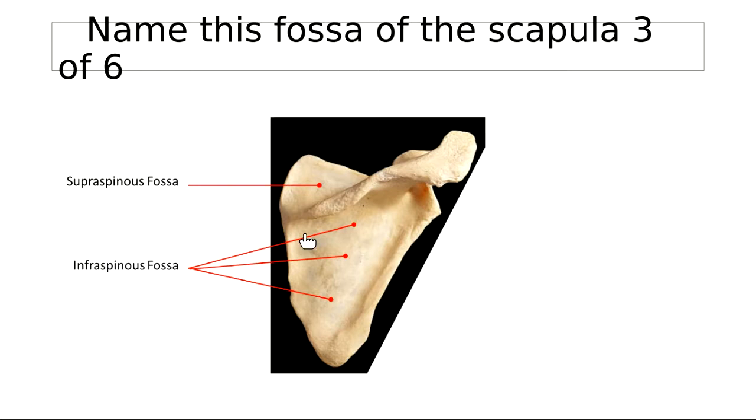We look at the fossa. A fossa is like a shallow area. So here's the spine, right? So the fossa that muscle fits in above that spine is called the supraspinous fossa. Above the spine, or the fossa above the spine. Well, the one below it is this whole area here. It's called the infraspinous fossa. Infra is below. So it's the fossa below the spine.